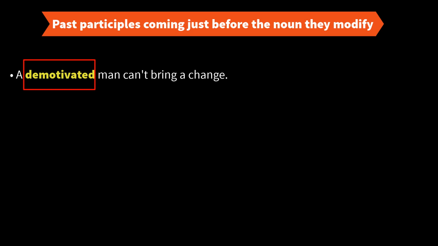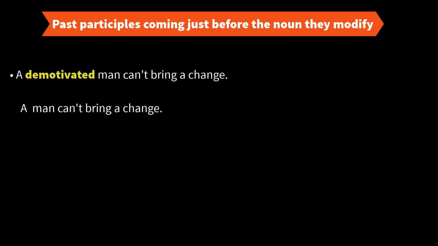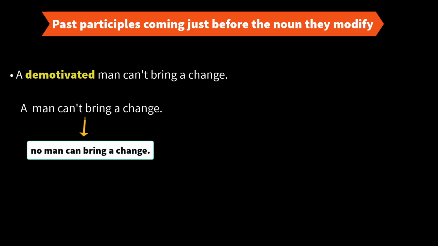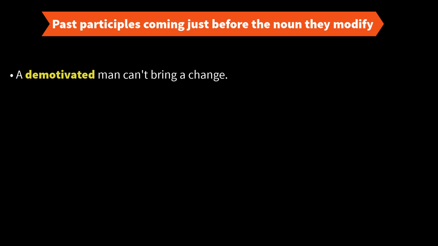A man, what kind of a man? Demotivated. So guys, it's important that you understand, if you take out the word demotivated, the sentence will not give the same meaning. Now, if I take it out, it becomes a man cannot bring a change. It simply means any man in the world cannot bring a change. This is not what I mean. I want to say a man who is demotivated cannot bring a change.